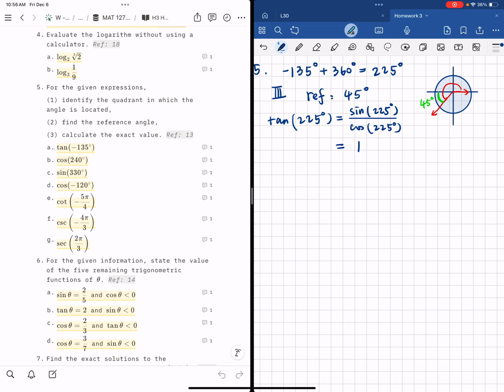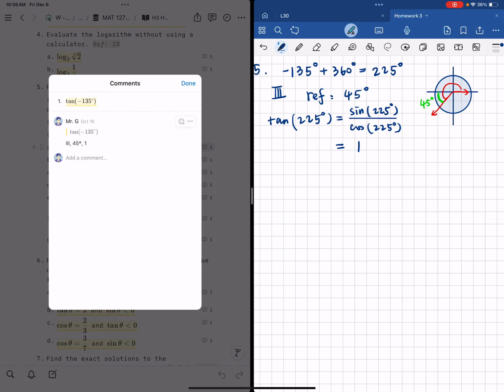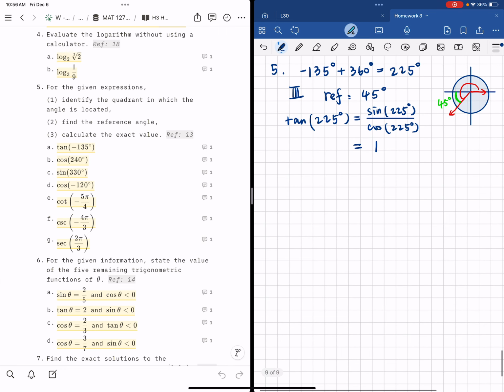And then let's see if that's the correct answer. Yeah, third quadrant, 45 degrees and 1. All right. So that's part A.